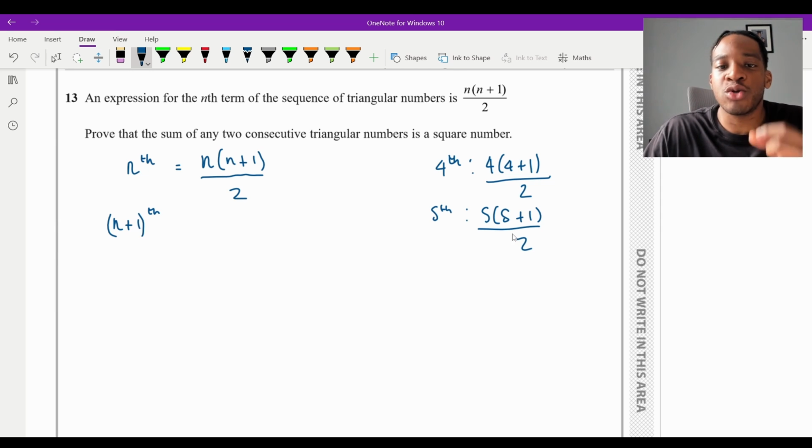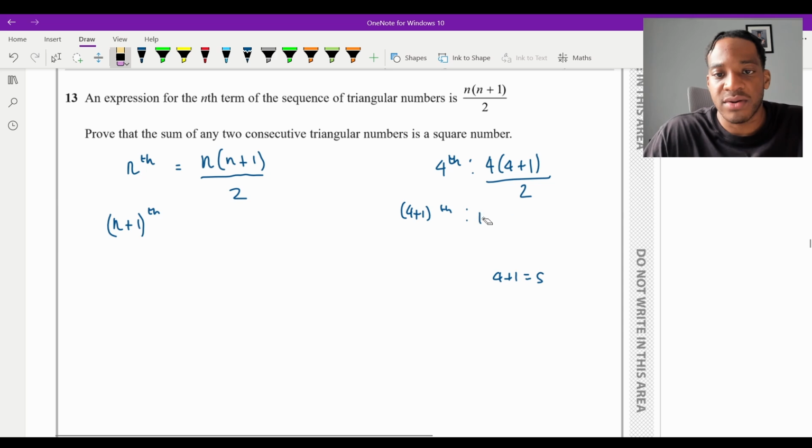Now, just imagine you didn't know what 4 plus 1 was equal to. Let's just say we know it's 5, but imagine we didn't know. Then what you could do is say that 4 plus 1 is equal to 5. So if I want the one after, I'm going to replace this here and this here. If I call this 4 plus 1, then it's going to be a 4 plus 1 here, and in the bracket, it's going to be 4 plus 1 and then plus 1, all over 2.